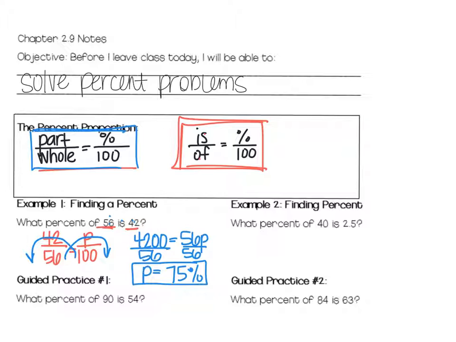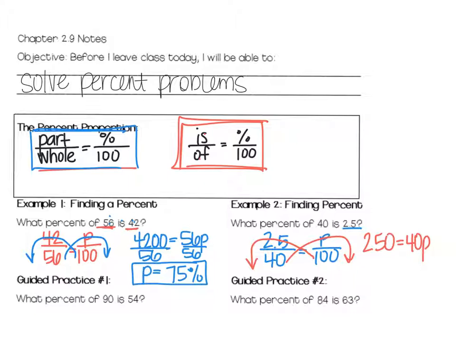Example 2. What percent of 40 is 2.5? So we'll do 2.5 over 40, is number over of number, equals percent P over 100. To solve a proportion, you do cross products. So we'll do 100 times 2.5 and get 250. 40 times P and we'll get 40p. Divide both sides by 40 and your answer is 6.25%.